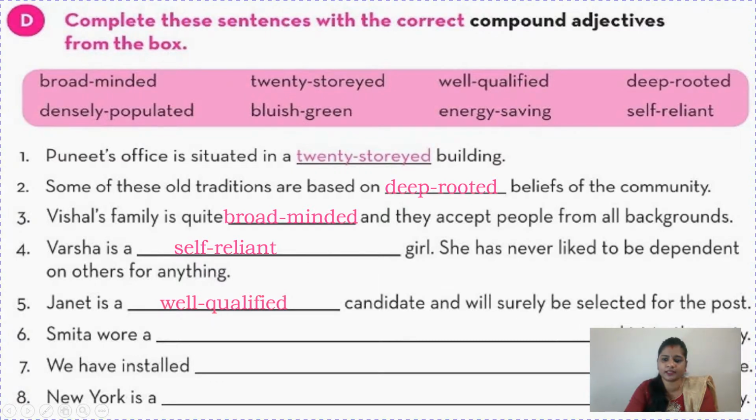Smita wore a dash skirt to the party. So obviously, let's talk about color. So it's written here bluish green. We have installed dash lights in our house. So energy-saving is the most appropriate word here. New York is a dash city, so densely populated. So children, you can do this on your own. It's very simple.